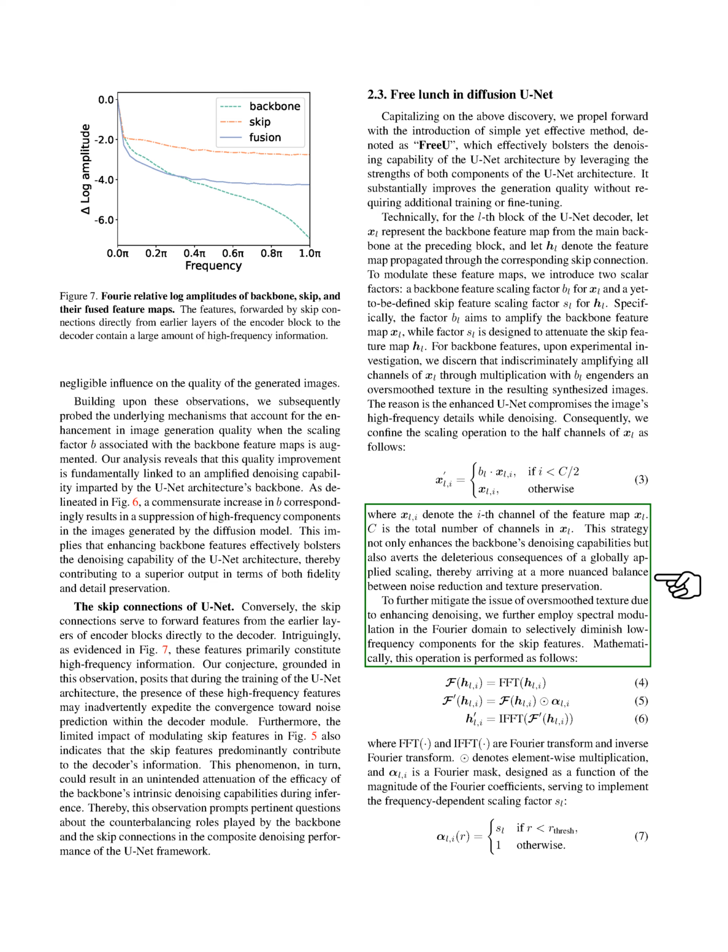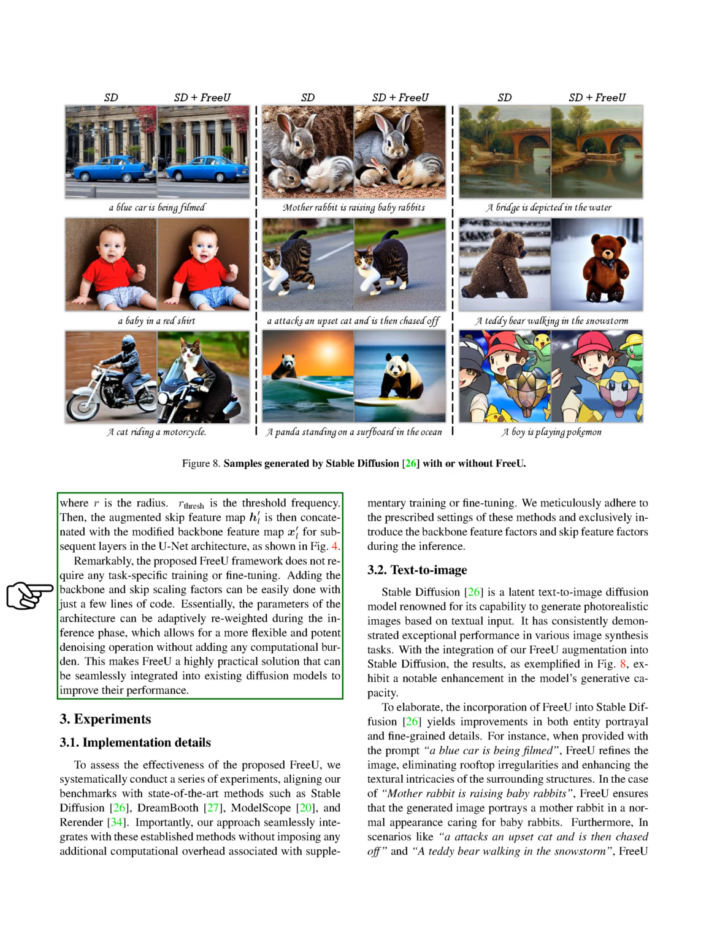To further address the issue of oversmooth texture due to enhanced denoising, we employ spectral modulation in the Fourier domain to selectively reduce low-frequency components for the skip features. Finally, the modified skip feature map is then combined with the modified main network feature map for subsequent layers in the UNet architecture. The proposed FreeU framework does not require any task-specific training or fine-tuning.